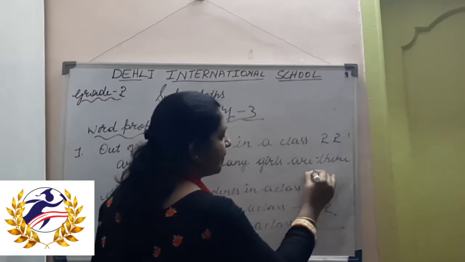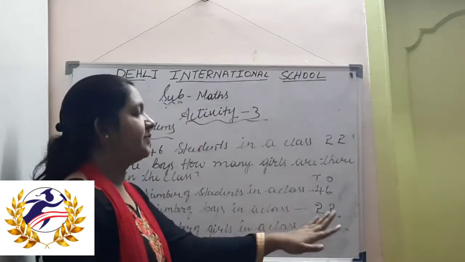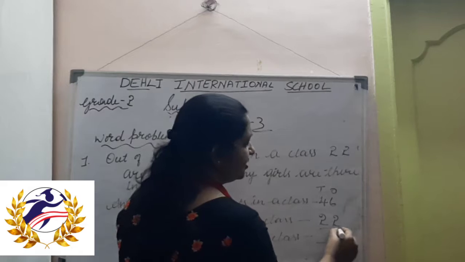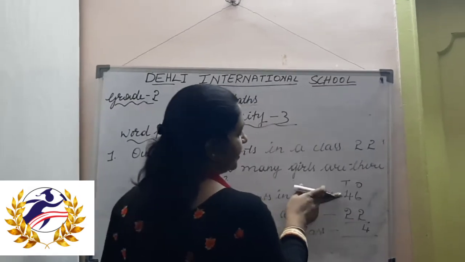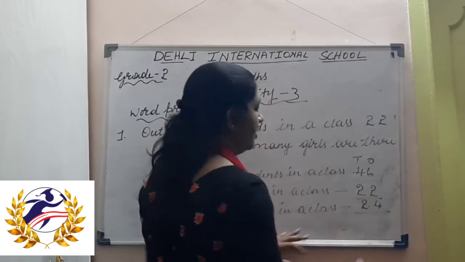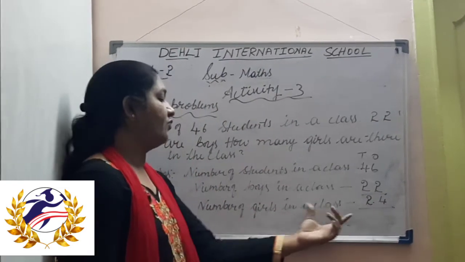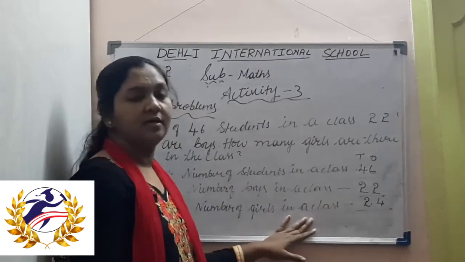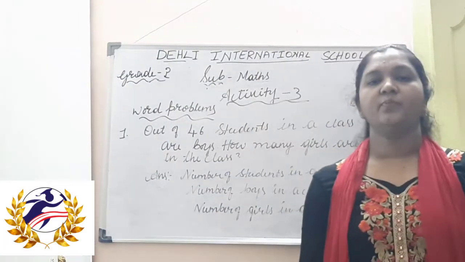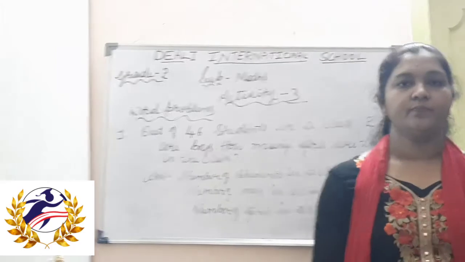Always start subtracting from the ones place. So 6 minus 2, how much? That is 4. Next, 4 minus 2, that is 2. There are 24 girls in the class. Okay, children, do you understand the word problems? We will move to the next activity.